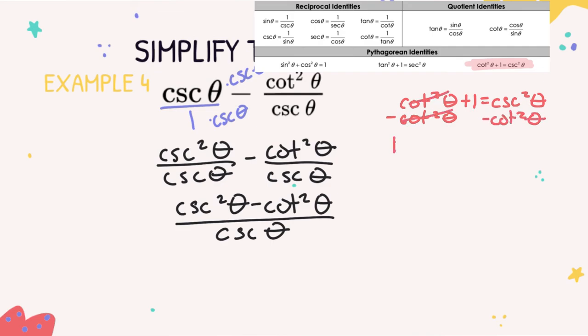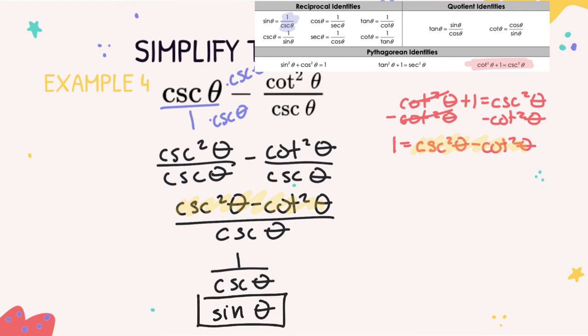So this would become 1 equals cosecant squared theta minus cotangent squared theta, which is exactly what I have here on the numerator. So I can just replace that whole numerator with a 1. And then in my reciprocal identities, 1 over cosecant theta is sine. So this just becomes sine theta.